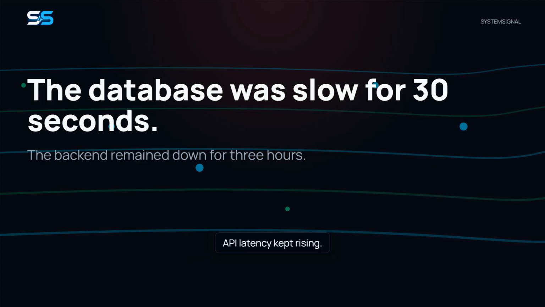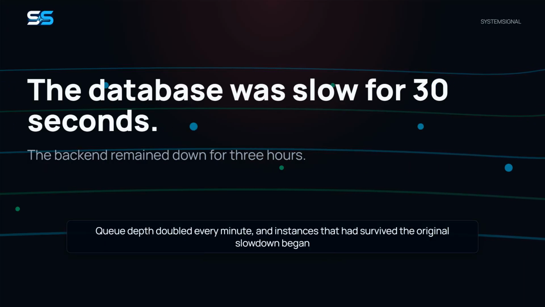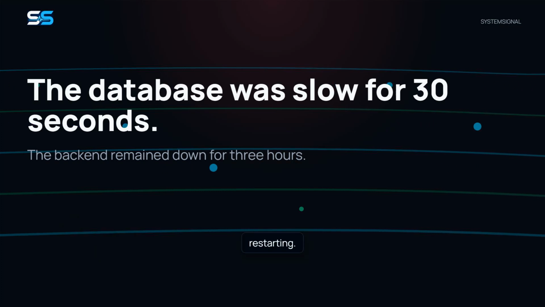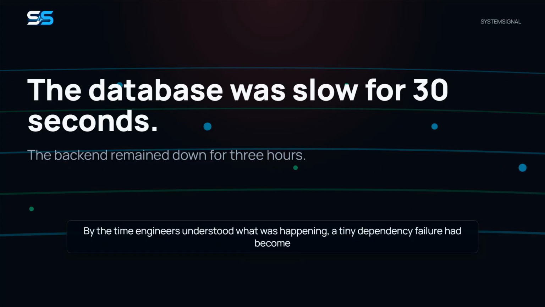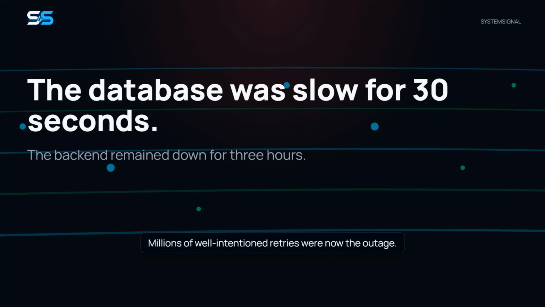API latency kept rising. Connection pools stayed full. Queue depth doubled every minute, and instances that had survived the original slowdown began restarting. By the time engineers understood what was happening, a tiny dependency failure had become a system-wide retry storm. The database was no longer the cause. Millions of well-intentioned retries were now the outage.